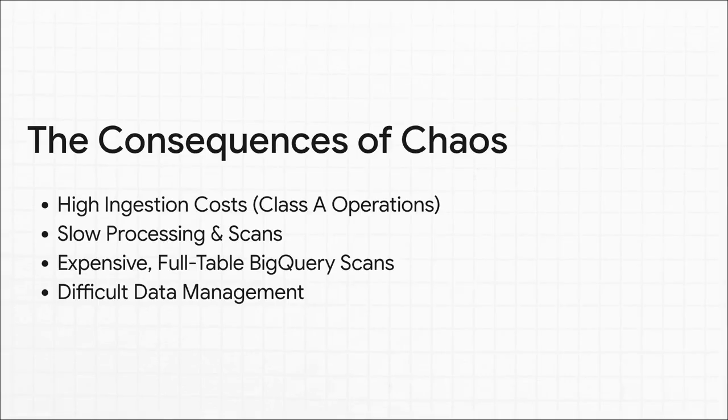And this chaos has very real, very expensive consequences. See, in Google Cloud, every single time you write a file, that's called a Class A operation, and you get billed for those. So if you have millions of tiny files, that means you have millions of tiny charges that add up fast. Then, when it's time to process the data, your system has to list and open every single one of those files. It is painfully slow. But here's the worst part. When you go to query this data in BigQuery, it has to scan the entire table, the whole junk drawer, every single time, even if you just need one little piece of information.